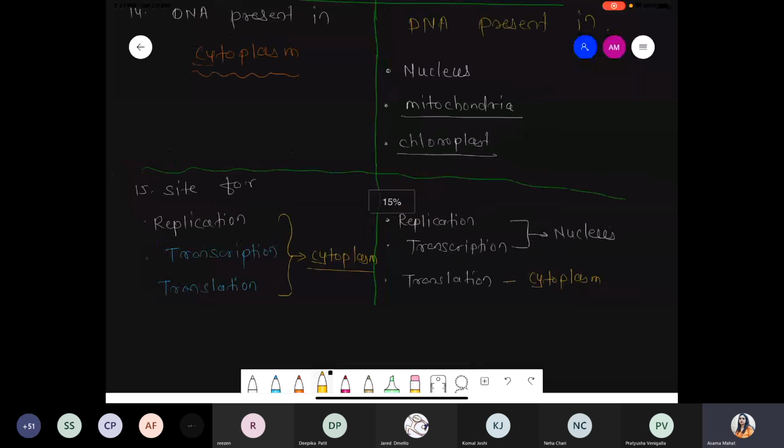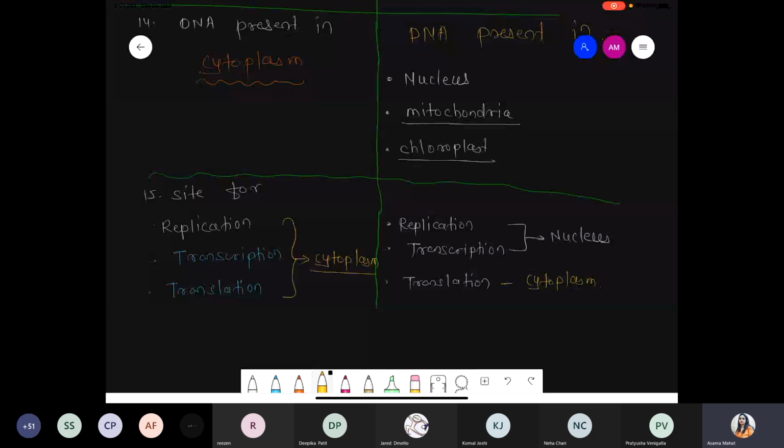Okay. Special condition we'll discuss later. Means in case of the mitochondria and the chloroplast also, inside those organelles, ribosome is present. So that is an exception case we'll discuss later. These are some common points with respect to difference between the prokaryotic cell and eukaryotic cell.